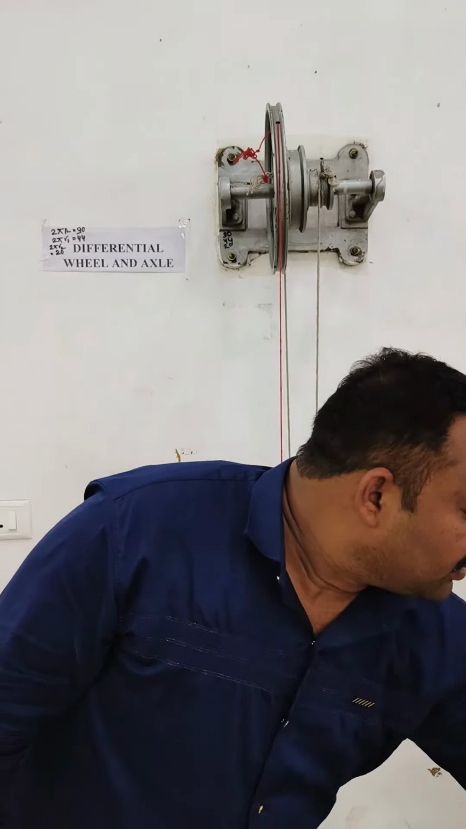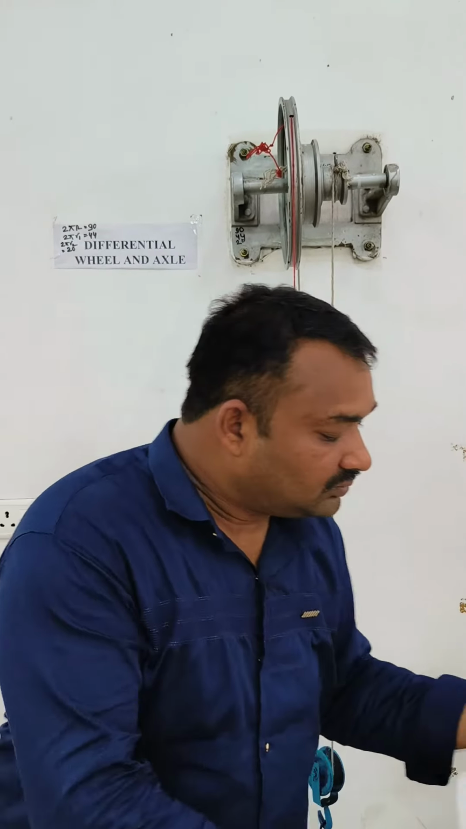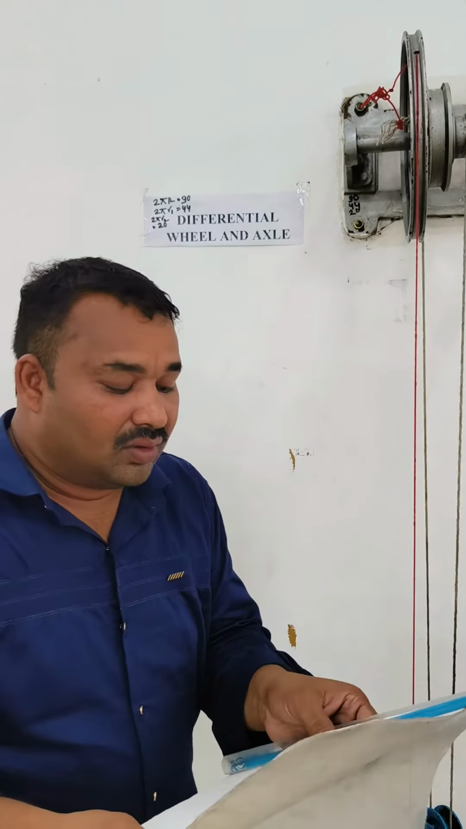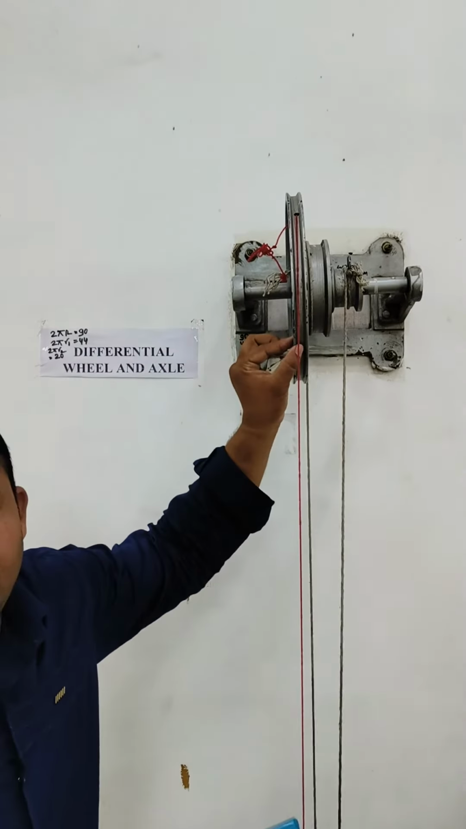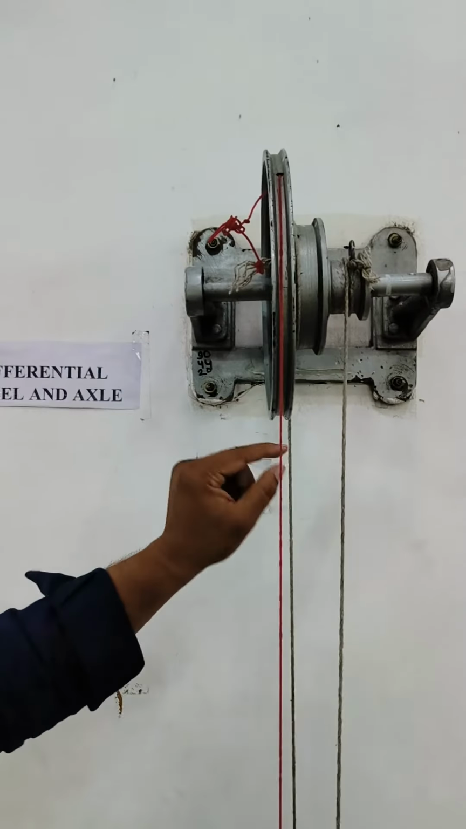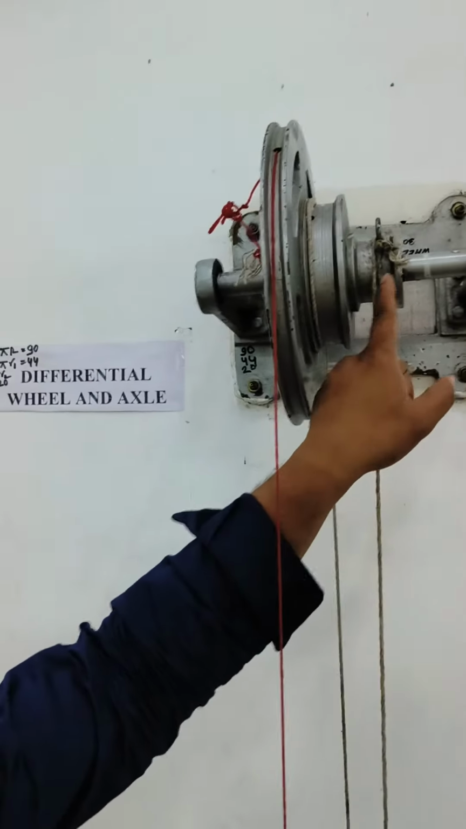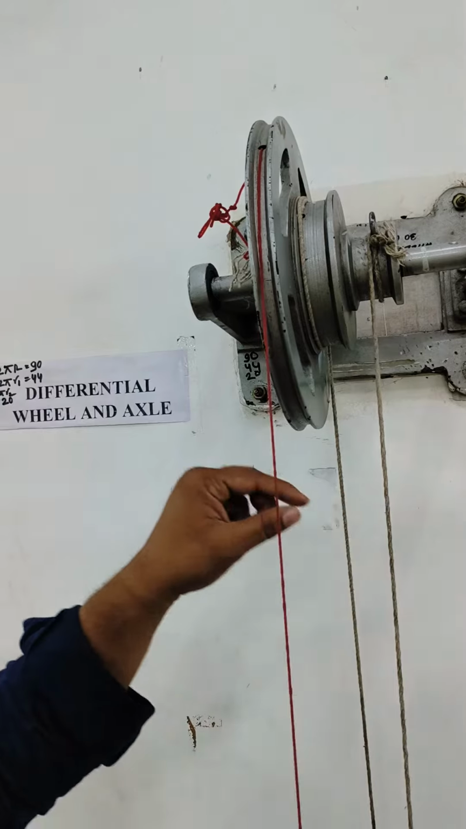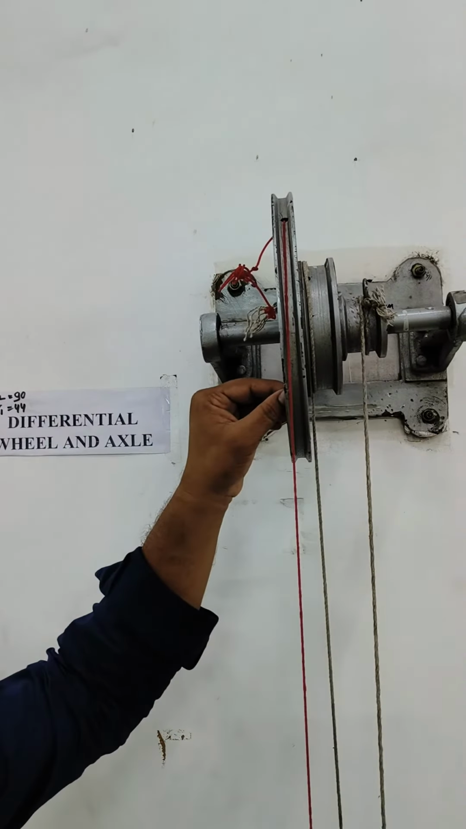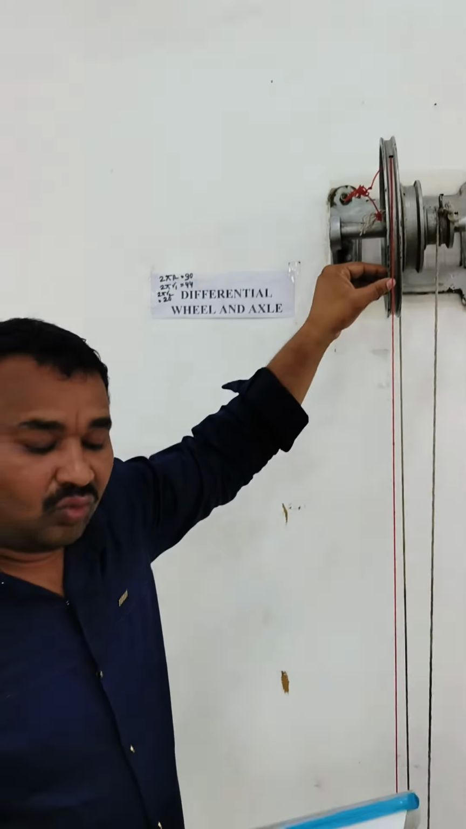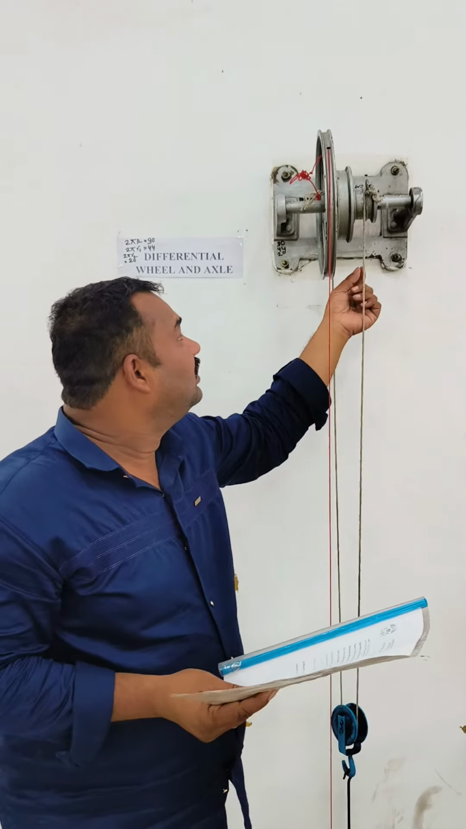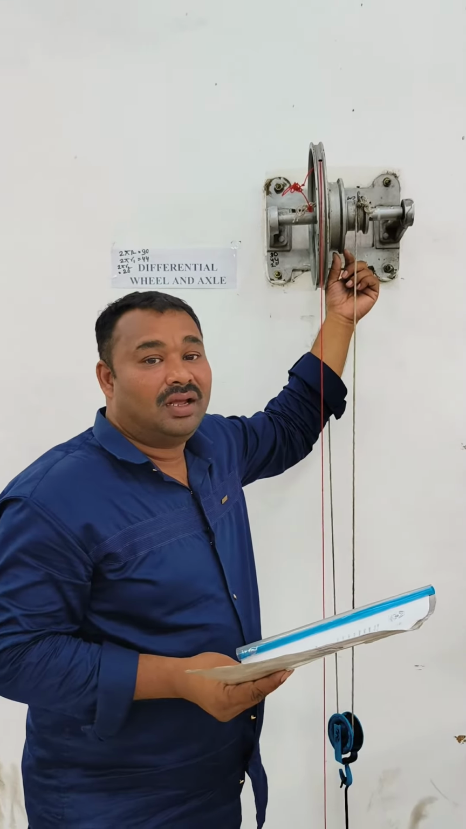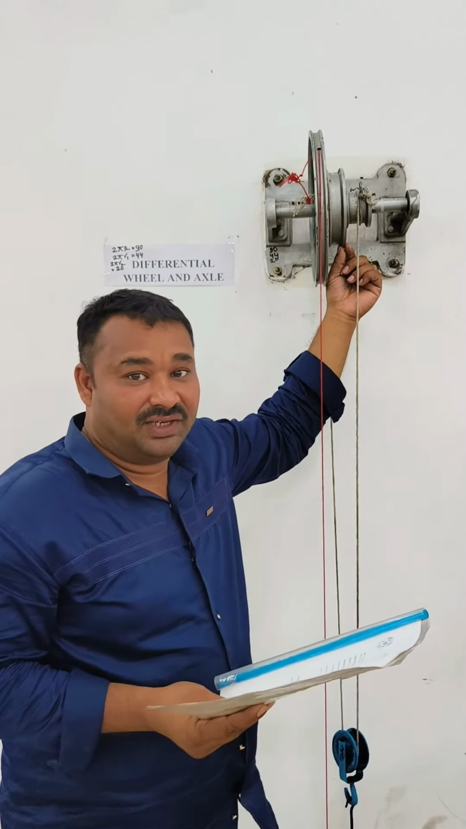Regarding velocity ratio. So what is this? This wheel is the driving wheel and axles are the driven. So velocity ratio is the ratio of velocity of the driving wheel and velocity of the axles, driven wheels.